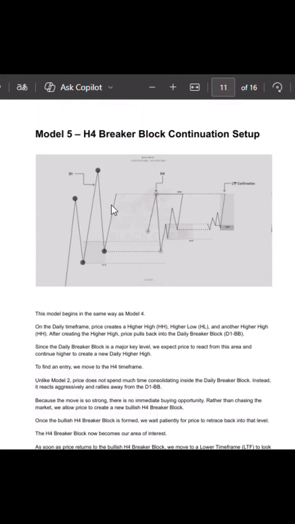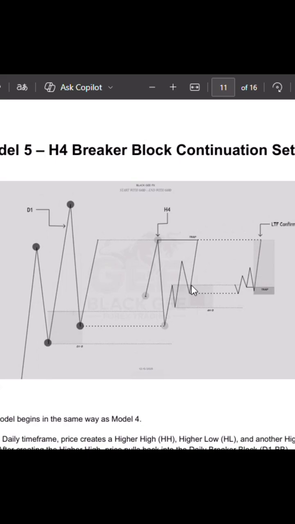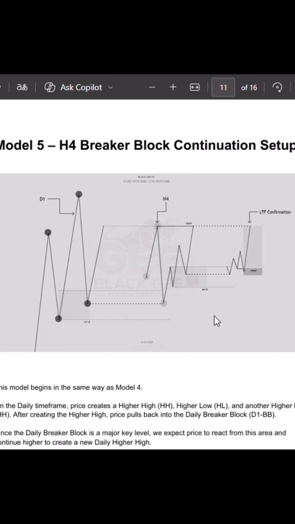So guys, this is model 5. Same thing with model 4. Price has tapped into the daily breaker block. Then we move to the H4. But when we move to the H4, price starts moving up. And also on the lower time frame, we could not find any confirmation. So we wait for price to create a new breaker block on H4. Then we wait for price to retrace back to the H4 breaker block. Then we move to the lower time frame to look for confirmation. Still the same thing. We wait for price to invite early buyers, sweep them out before we take our entry.